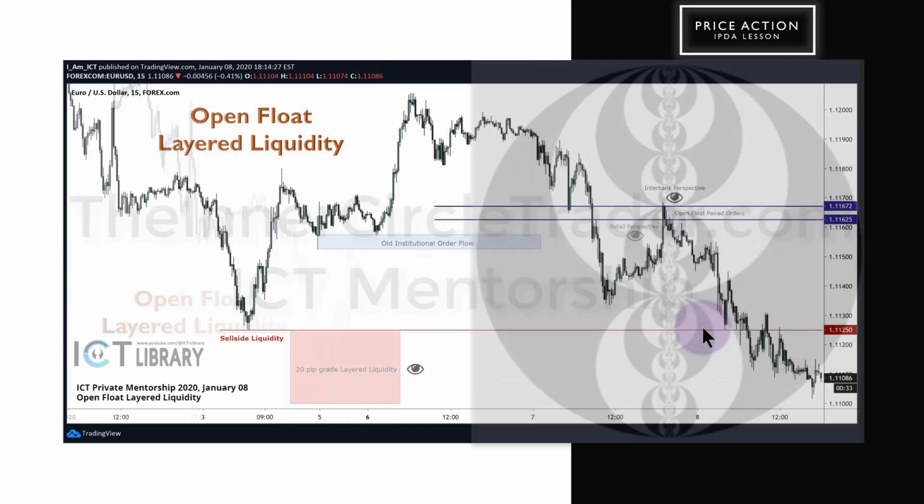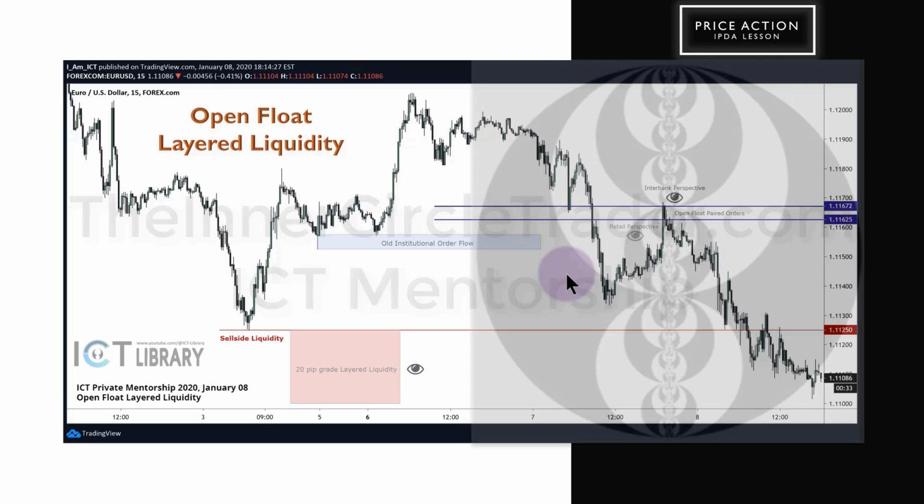And then later on, you can see that the market does in fact move lower, attacking the sell side liquidity in the form of 20 pip grade layered liquidity, reaching down, which is what you're used to hearing me talk about. 5 pip, 10 pip, 15 pip, 20, 25, 30 pip grade sweeps below old lows or above old highs. This idea here is something that you won't see in anything. There's nothing like it, and it's part of IPDA.